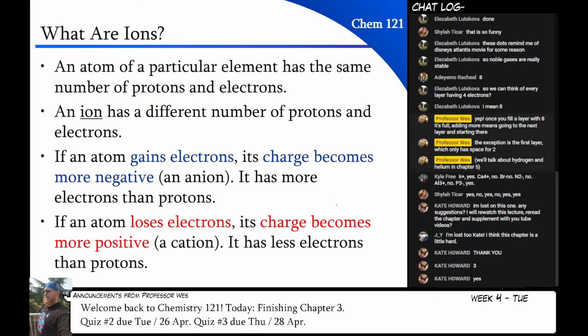Now, this slide is just a review. We talked about this in Chapter 3 very briefly, that ions have different numbers of protons and electrons. If you gain electrons, you become an anion. If you lose electrons, you become a cation. Very important to remember, electrons are negative, so gaining electrons means more negative. Losing electrons becomes more positive. That's probably where people get hung up the most, is because, wait, I'm removing something. Why is it positive? Because you're removing a negative thing.